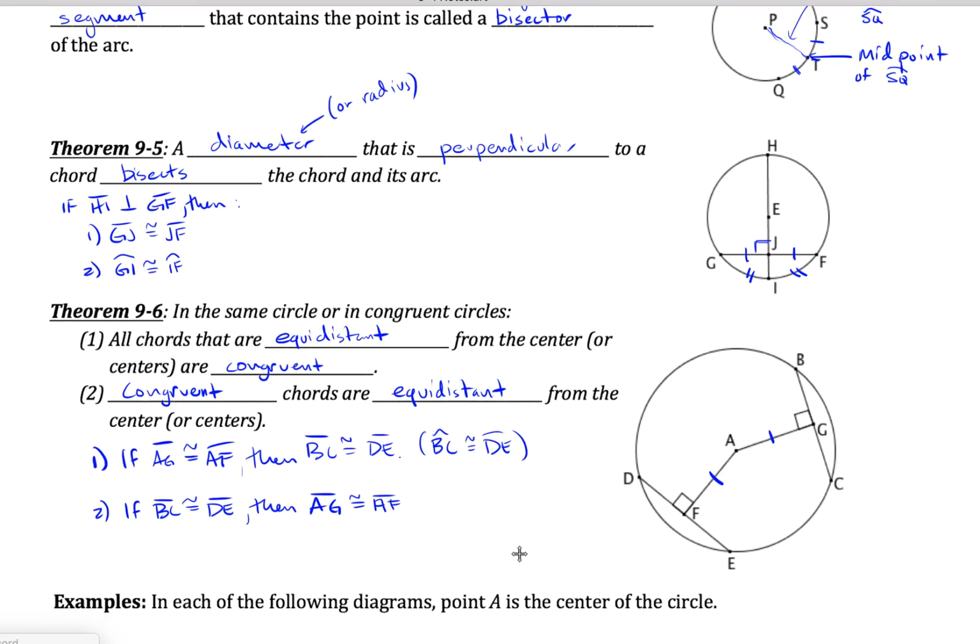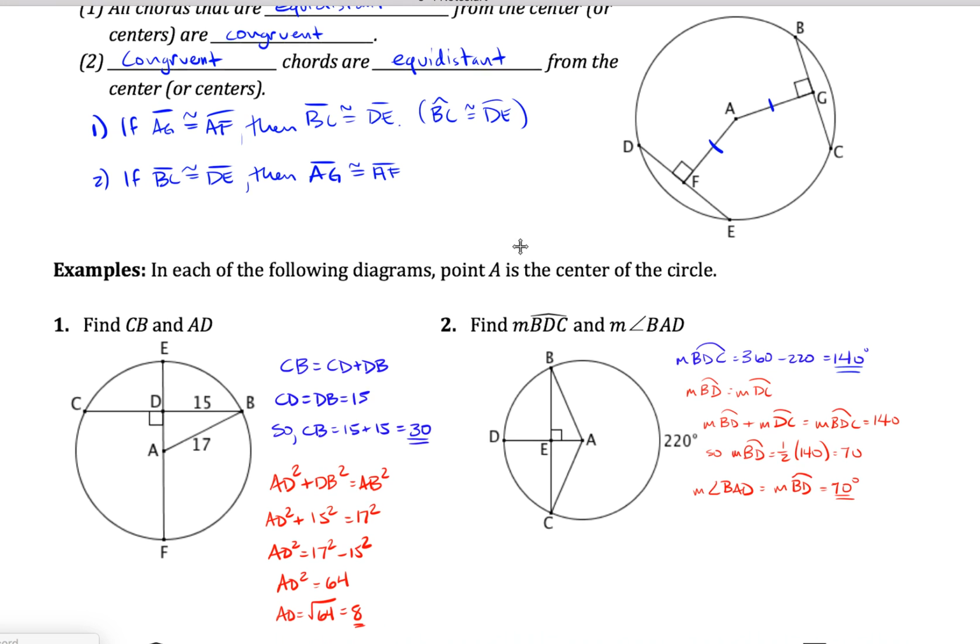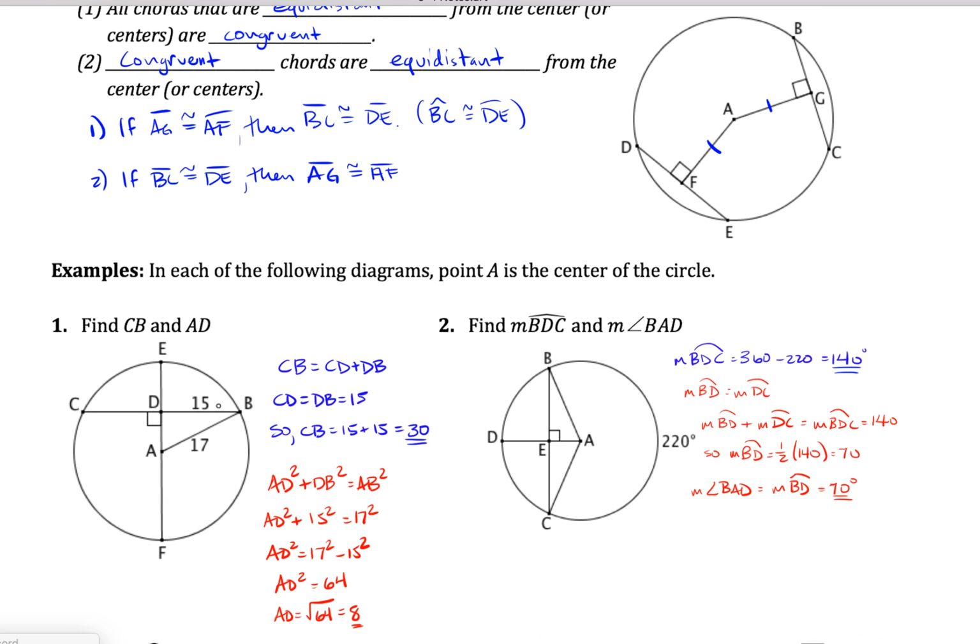All right, let's take a look at the answers. First, let's start with questions 1 and 2. Let me get those on the screen there. So in question 1, we have this situation here. It looks a little confusing at first, but what you need to recognize is that we have diameter EF that is perpendicular to chord CB. So based on theorem 9-5, we would know that this chord has been bisected by this diameter, because a diameter that's perpendicular to a chord will bisect it.